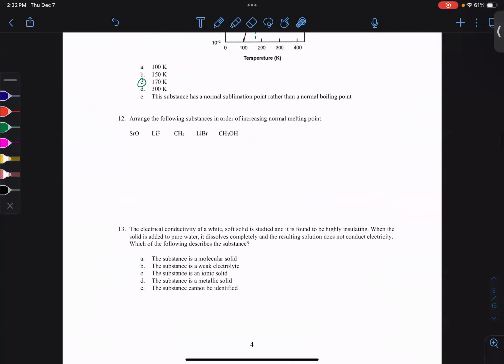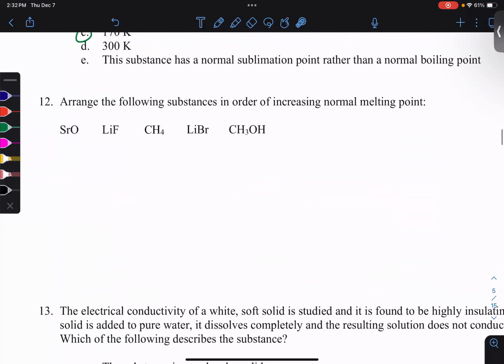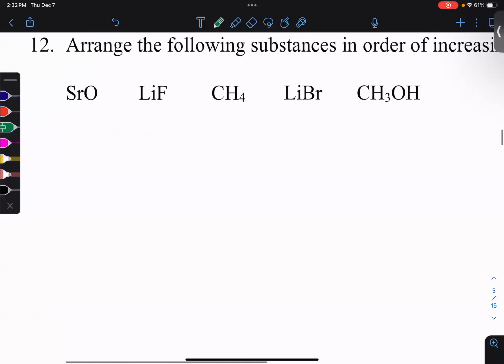Okay, so let's just finish chapter 12 stuff, and then we can go to old stuff for the last hour. Okay, arrange the following substances in order of increasing melting point. Melting point, right? So this is solids, this is chapter 12, all right? So there's a bunch of different substances here. Let's go through, we talked about a lot of different bondings of compounds.